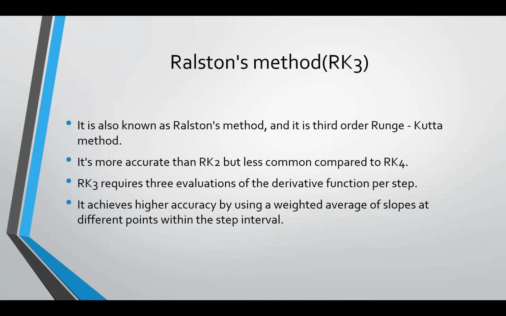And then the next method is the RK3 method. It is also known as Ralston's method, and it is third order, meaning its global error is proportional to h cube. Although it is more accurate than RK2 or the midpoint method, it is less so when compared to higher order methods like RK4, and it involves three evaluations of the derivative function at each step. Its core idea is that we combine three slopes K1, K2, K3, and then take the weighted average for higher precision.